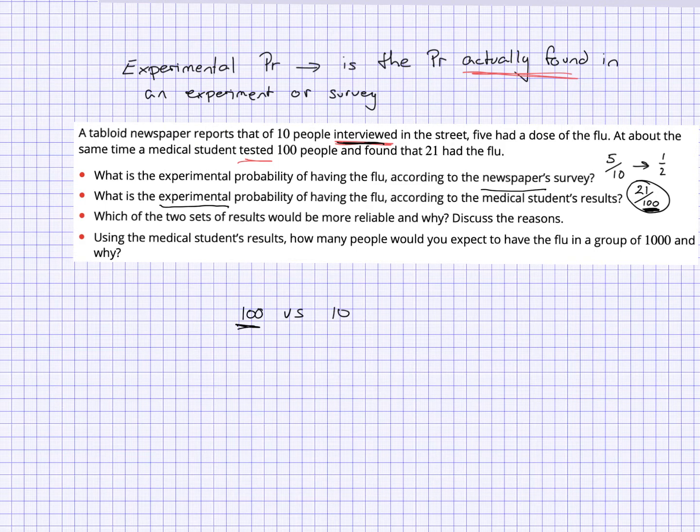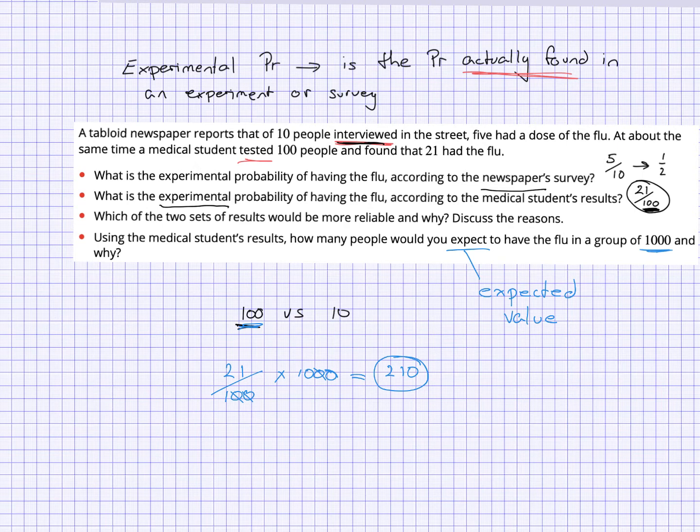So last one, using the medical student's results, because they're more accurate, how many people would you expect to have the flu in a group of 1,000 and why? So this is looking at what's called expected value. And this is something that pops up a lot in higher levels of maths. Expected value is a fancy name for what happens if the medical student had tested 1,000 people instead of 100. So we say, well, he found 21 out of 100 people had the flu. So what if we multiply that by 1,000? So our answer would be, if we cancel out some zeros top and bottom, 21 times 10, which is 210. So he would have expected to find 210 people with the flu.